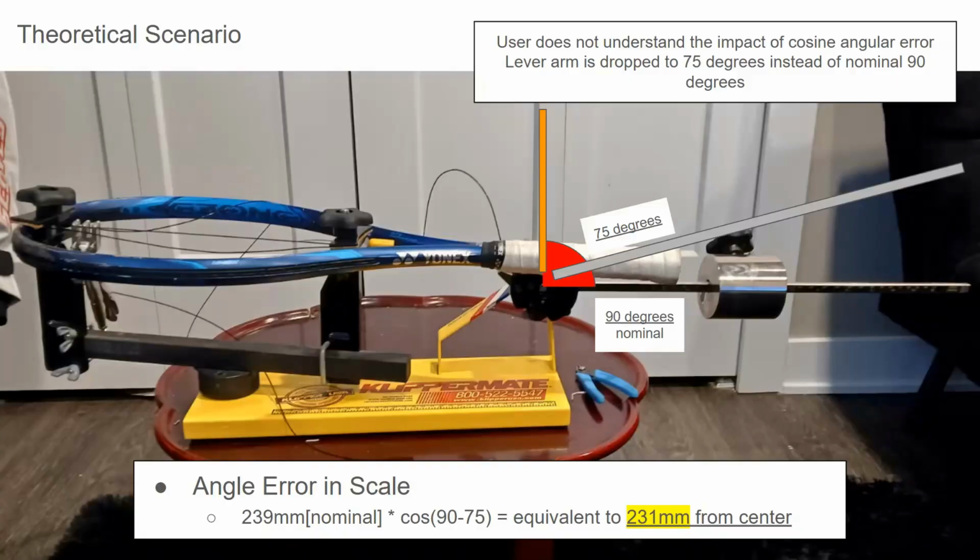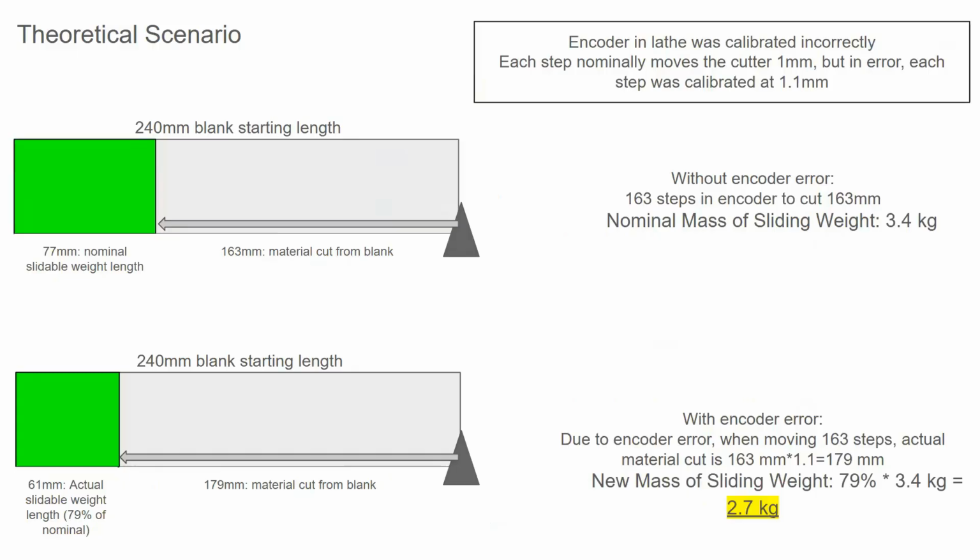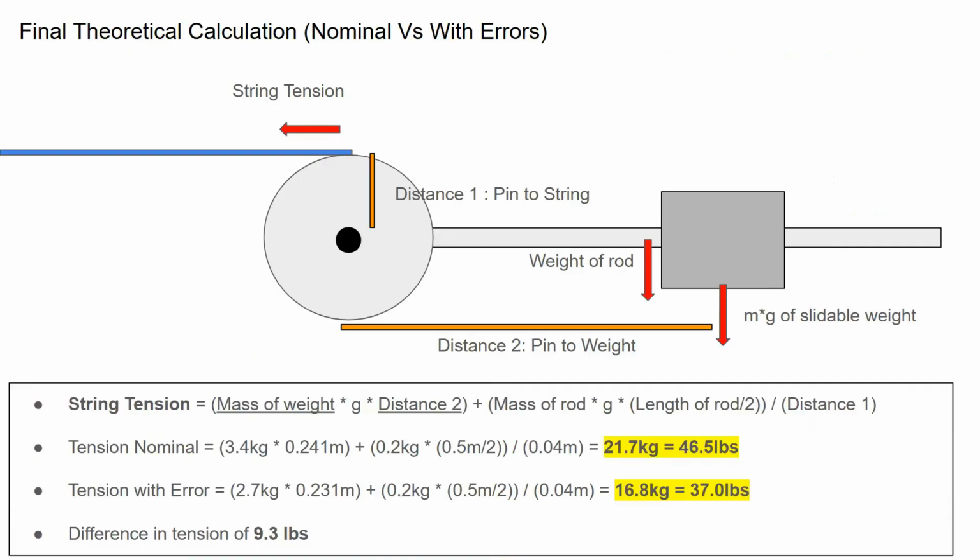Next error comes from a cosine error. Let's assume in this scenario that the user does not understand the impact of cosine angular error, so the lever arm is not dropped to 90 degrees, but instead 75 degrees. The last error comes from an encoder calibration error on a lathe. Each step is supposed to move 1 millimeter, but this encoder was calibrated to move 1.1 millimeter each step. This causes the lathe to cut more material than what is wanted, causing the weight to be less mass than nominal. Calculating the nominal tension without any error, we get 46.5 pounds.